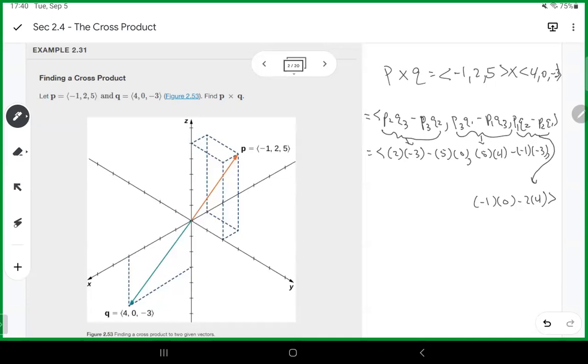All right. So hoping everyone knows their algebra well enough, we should get -6, 17, -8. That's P cross Q.